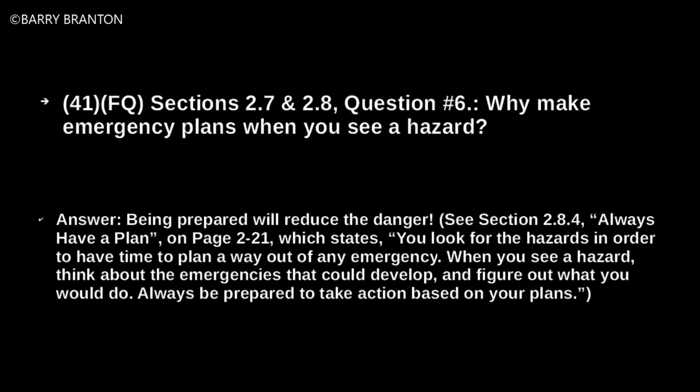Always have a plan. You look for the hazards in order to have time to plan a way out of any emergency. When you see a hazard, think about the emergencies that could develop and figure out what you would do. Always be prepared to take action based on your plans.